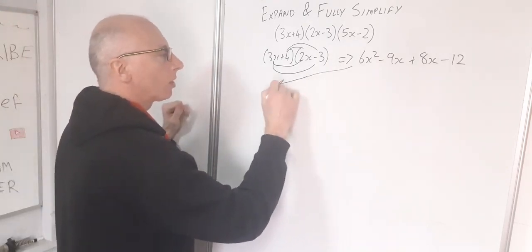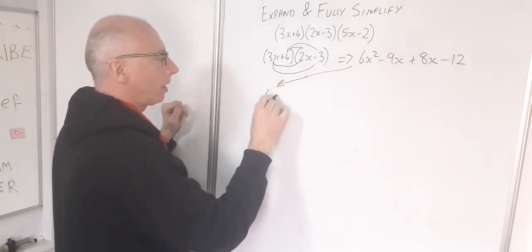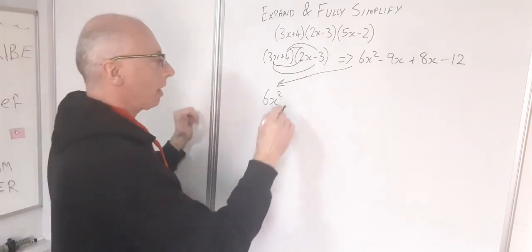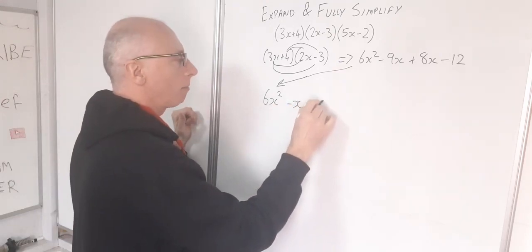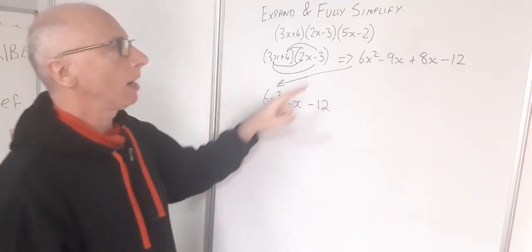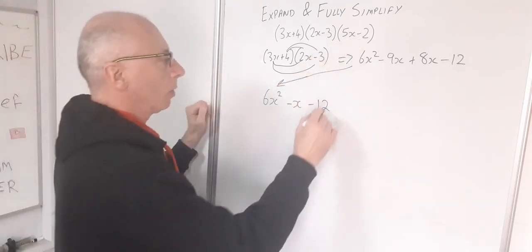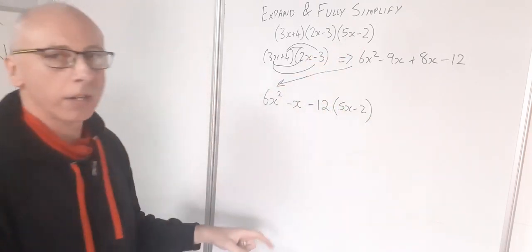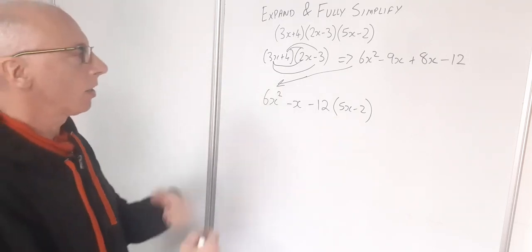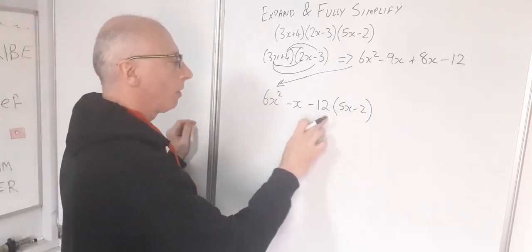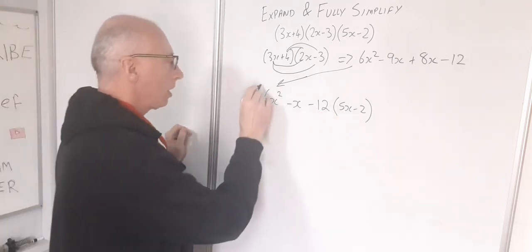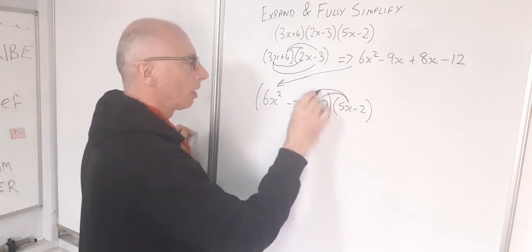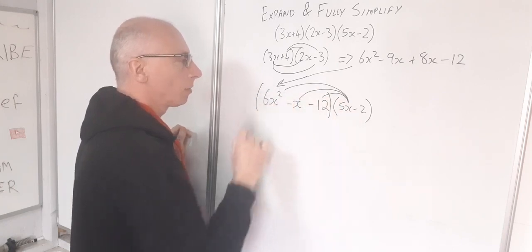So let's bring it down here. 6x squared as it is. Minus 9x plus 8x is minus x. And then minus 12. And now let's distribute that with 5x minus 2. Okay. So now with the term in the bracket, I'm going to distribute the 5x with all of these terms. So let's just put that in a bracket. And now I'm going to distribute this with all of these terms.